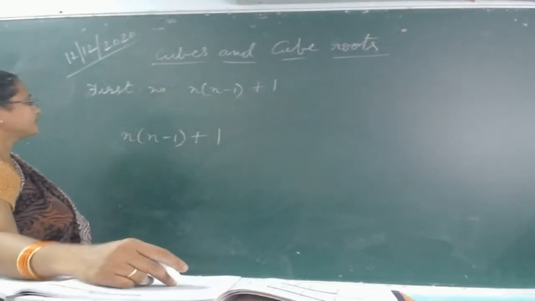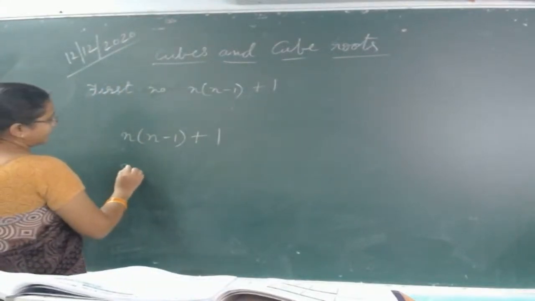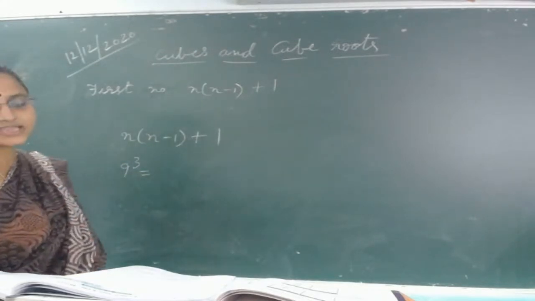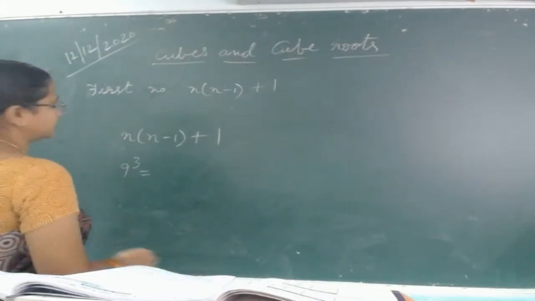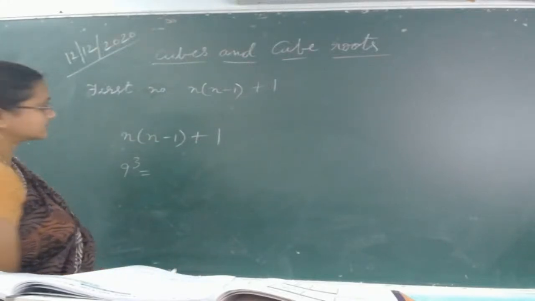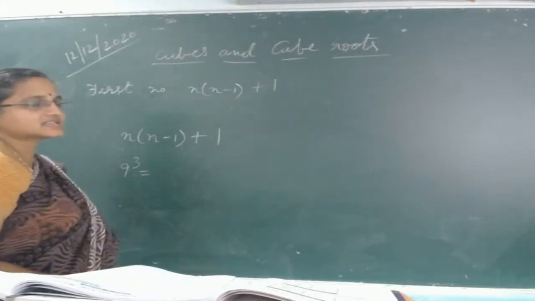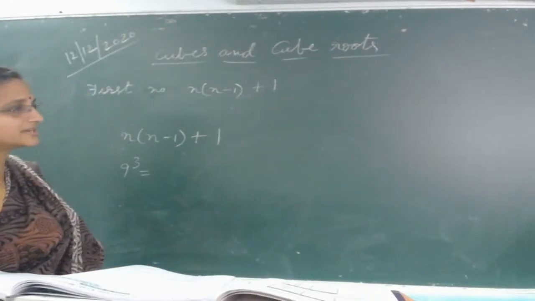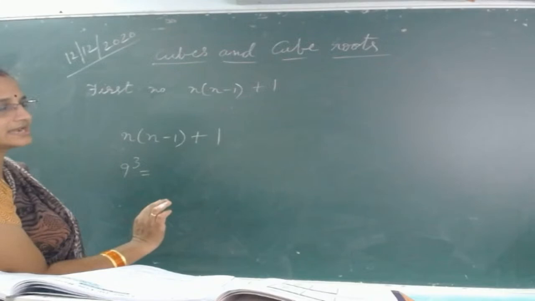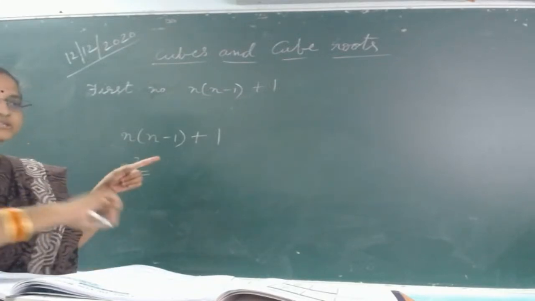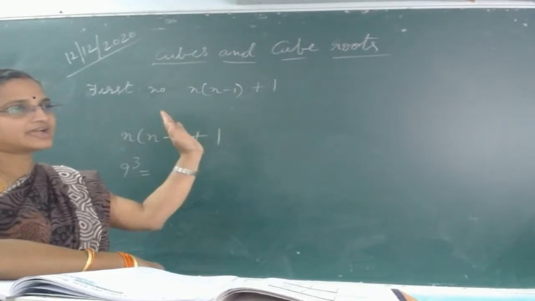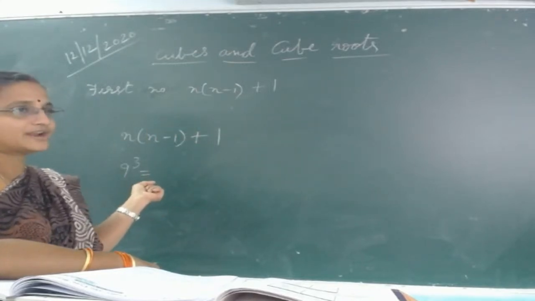Understand? So for example, I am asking you to find the value of 9 cube as the sum of odd numbers. So from which odd number onwards do you have to start? You can't start from 1 onwards. Understand or not? When you are doing squares and square roots, there you have to start from 1 onwards, 1 plus 3 plus 5 in that way. But here it is not possible.